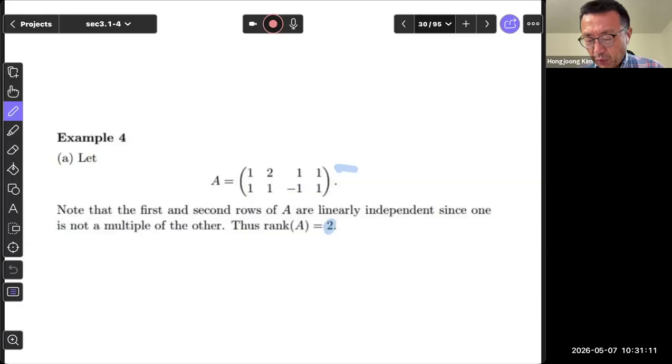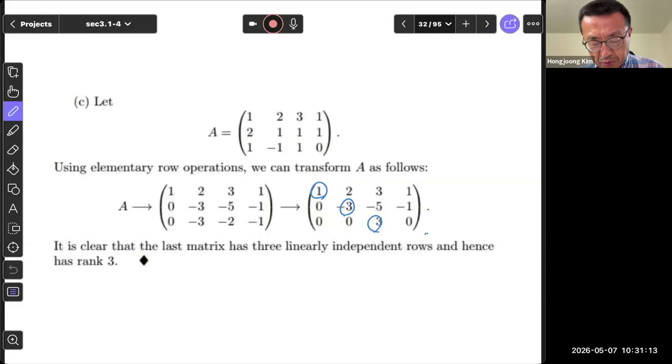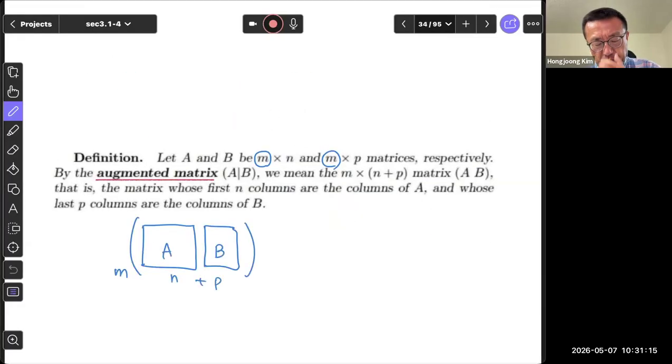We proved it and we considered a few examples. And then we consider the augmented matrix. So what is the augmented matrix? If I have two matrices A and B, say A is an m by n and B is an m by p matrix, then when I say the augmented matrix, it is denoted by this notation.